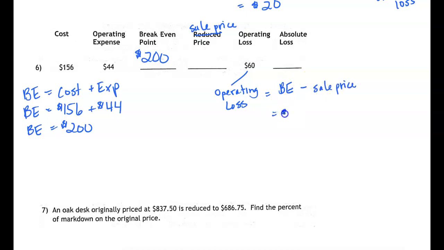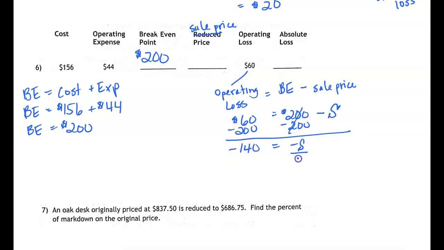In this case, we found the break-even to be $200, and we know the operating loss is $60, and I'm going to use S for sale price. In order to solve, I'm going to subtract the 200, and I get negative 140 equals negative S, and dividing away the negative 1, I get that the sale price is $140. The item was sold for less than the break-even, so there's a $60 loss there.